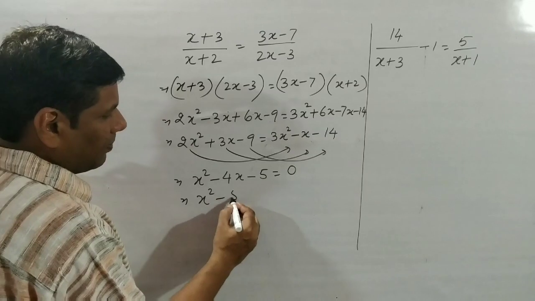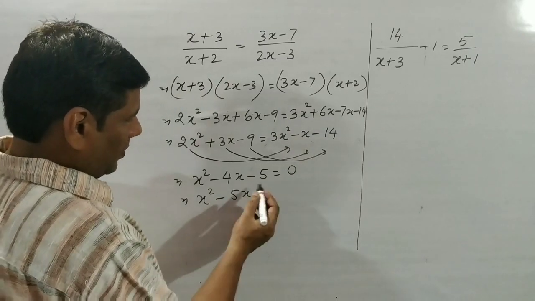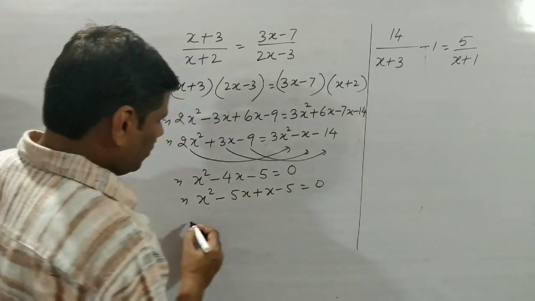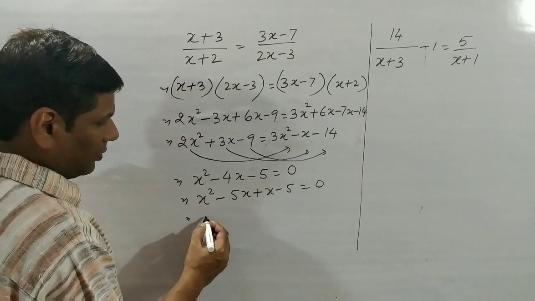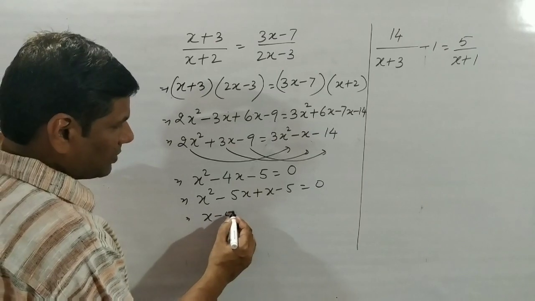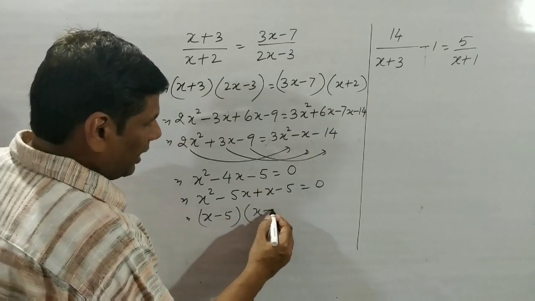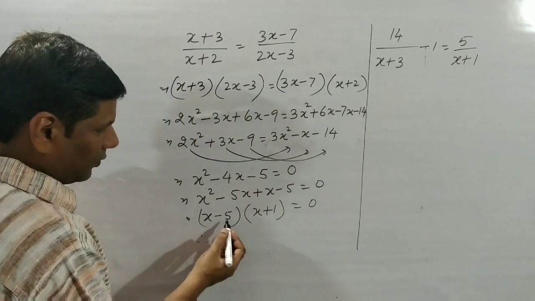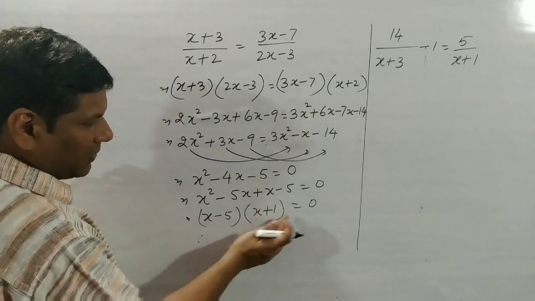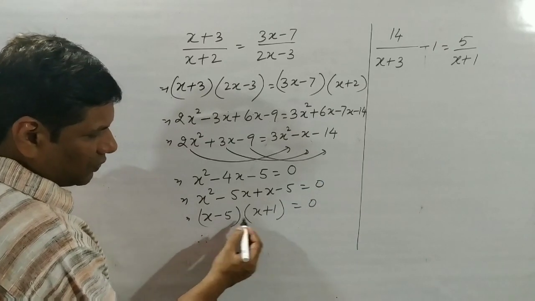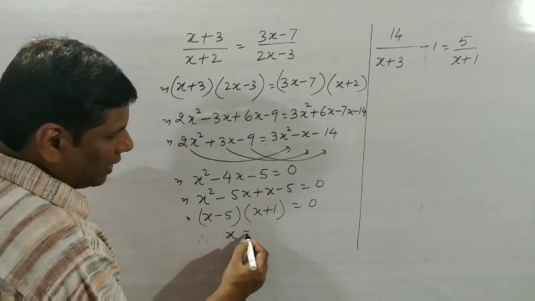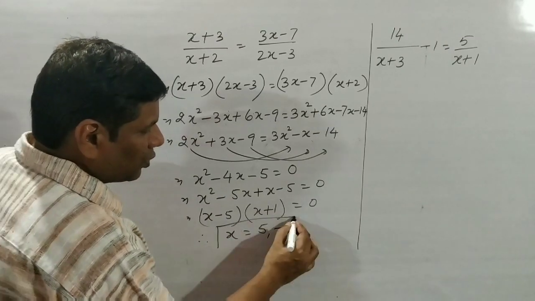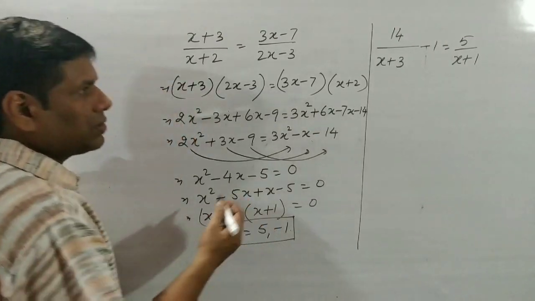x square minus 5x plus x minus 5 equals 0. After reducing, what do we get? x minus 5 and x plus 1, this equals 0. Therefore, if x minus 5 equals 0, we get x equals 5, and x plus 1 equals 0 gives x equals minus 1. So we have x equals 5 and minus 1. This is the solution of this question.